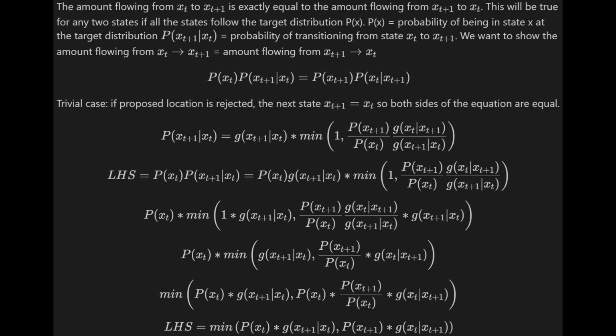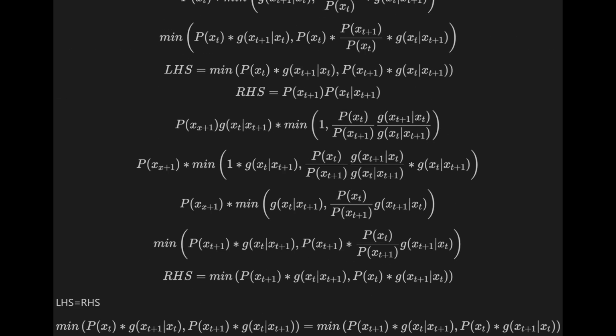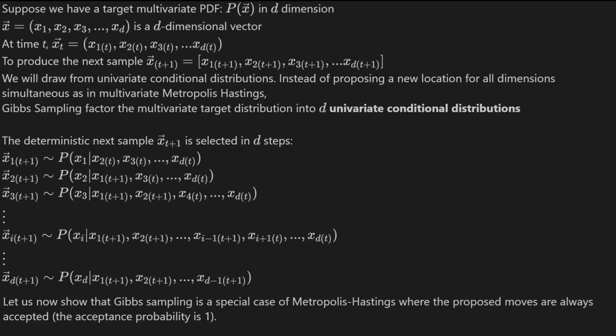The probability to transition is equal to the probability from proposal distribution times acceptance criteria we saw earlier. We distribute the terms in and cancel out fractions. We do the same for the other side of the equation and see that both sides of detailed balance are equal. Suppose our d-dimensional target distribution has been factored into d univariate conditional distributions.